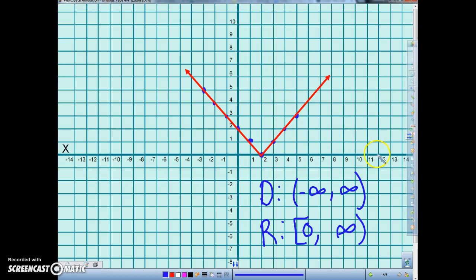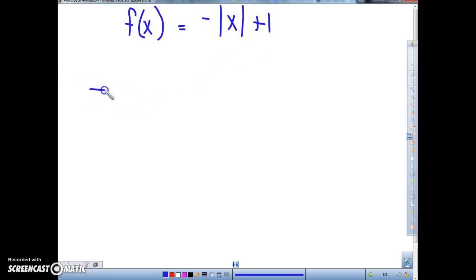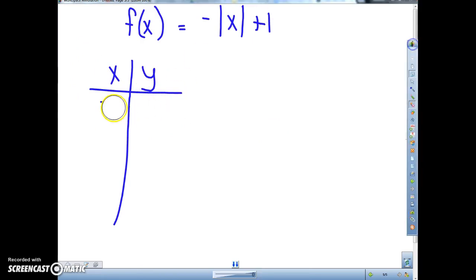Let's do one more absolute value graph. And we will say the function is negative absolute value of x plus 1. And we're going to see what that negative sign does to us here in a second. I'm going to leave some space there in case I need to come back.